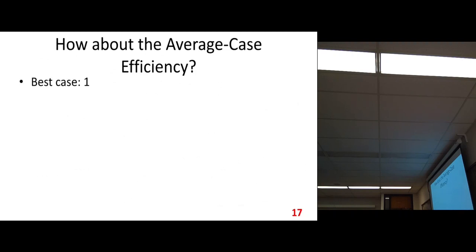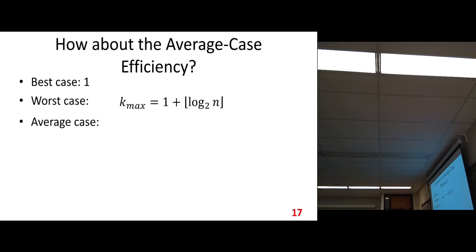Average case efficiency. Best case we know it's 1. The worst case we know that number. But what is the average case? After we learn so many examples, I hope you never take the average of those two numbers. Never do that.